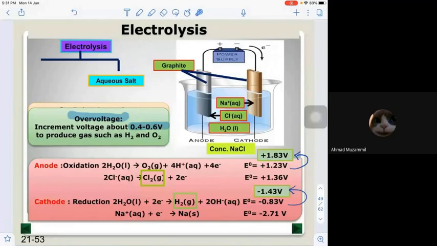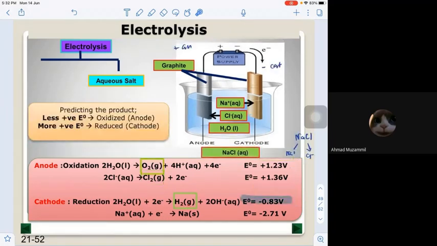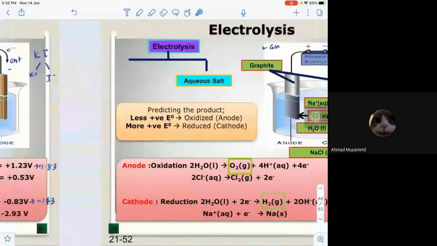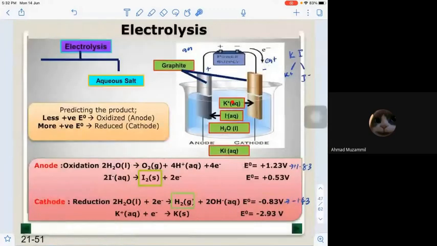When the question uses the term brine solution, it is concentrated sodium chloride only, not other salts. So when we have concentrated sodium chloride, at the anode we only have chlorine produced. At the cathode, we only have H2 produced, even though we have another possible product. And in dilute sodium chloride, we have oxygen produced at the anode, H2 at the cathode. In KI aqueous, we only have iodine produced at the anode.